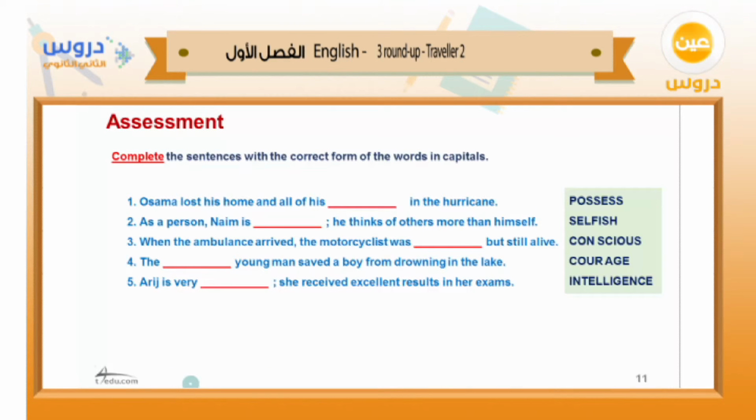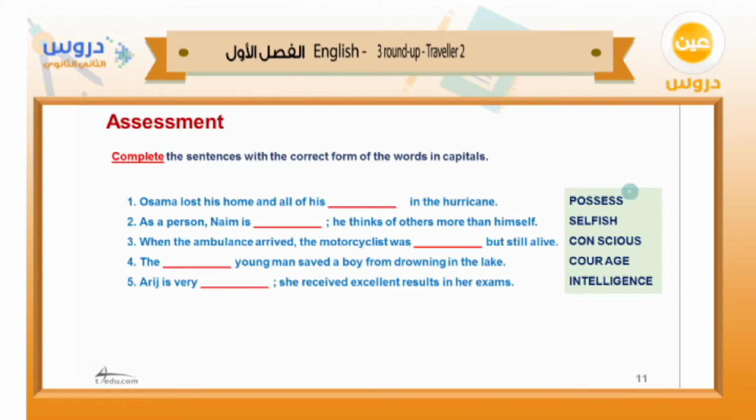Now, more about how we change from noun to verb, verb into adjective, adjective into adverb. So we have to see these words in capital letters. Possess is a verb; it means to own. Selfish is an adjective: someone who thinks about himself only. Conscience is an adjective: someone who's aware of what's around him. Courage is a noun, and it means bravery. And intelligence is a noun, and it means someone who's very smart.